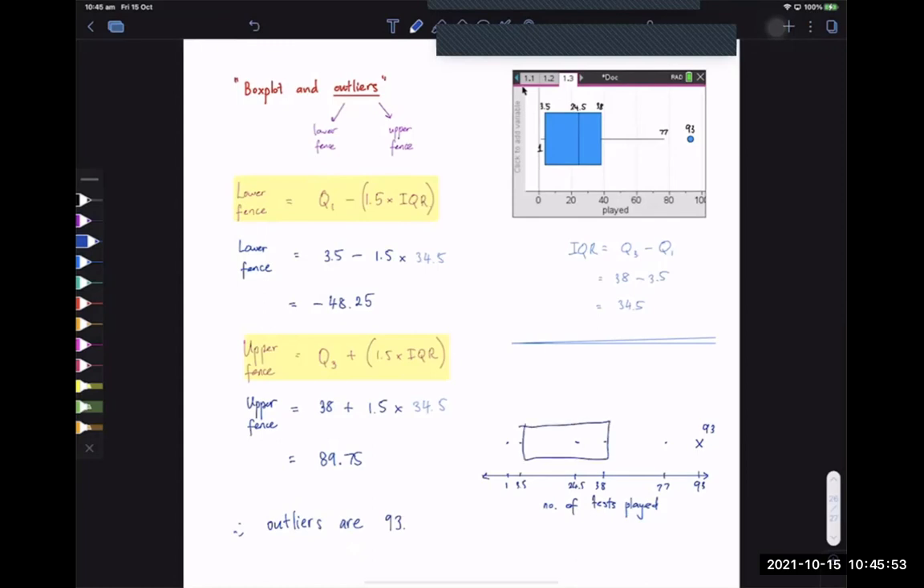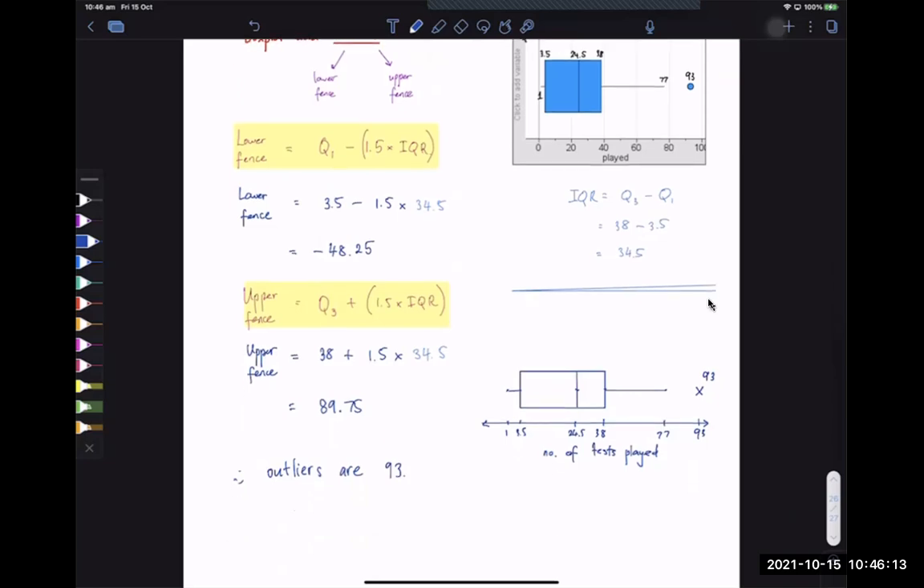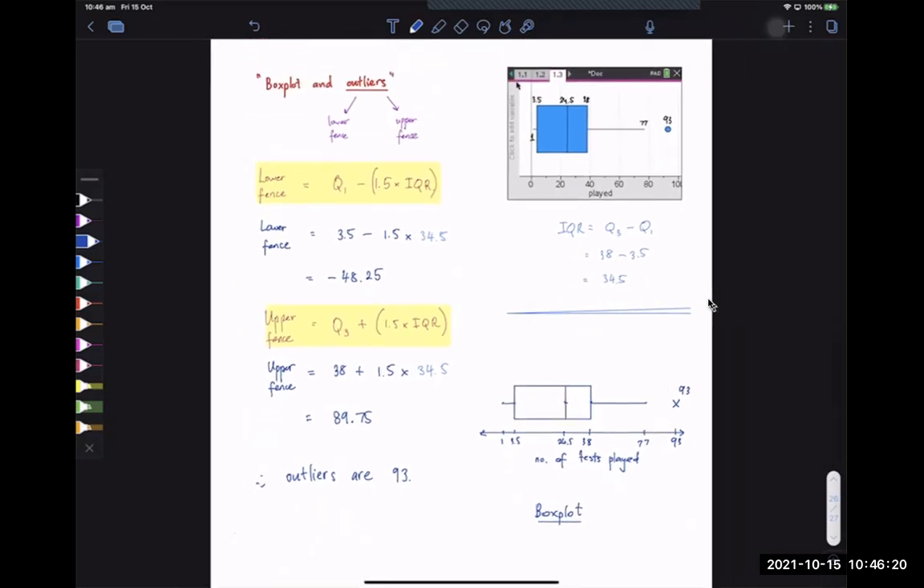Draw up the blocks first. And then the line is after. Okay. So there is our box plot.